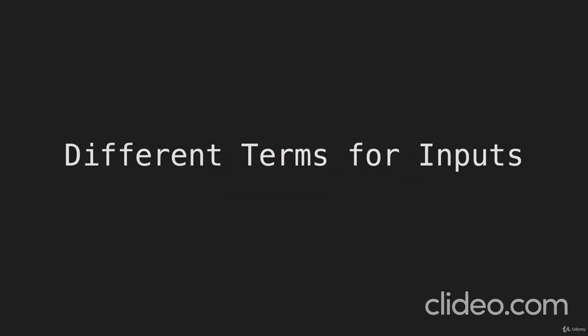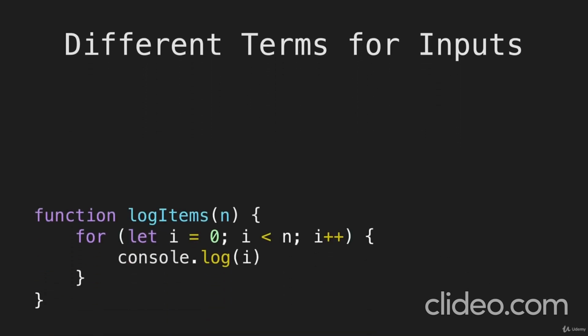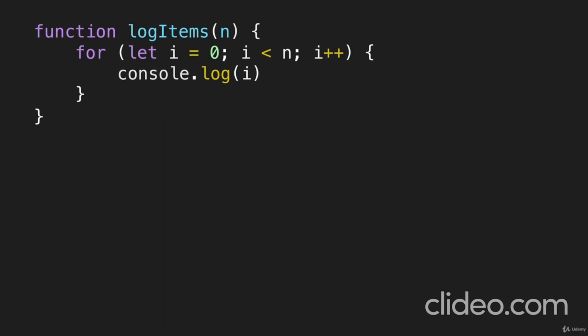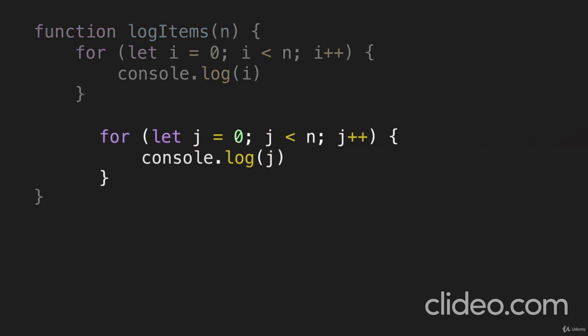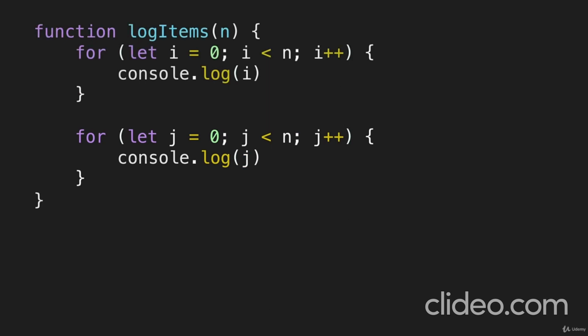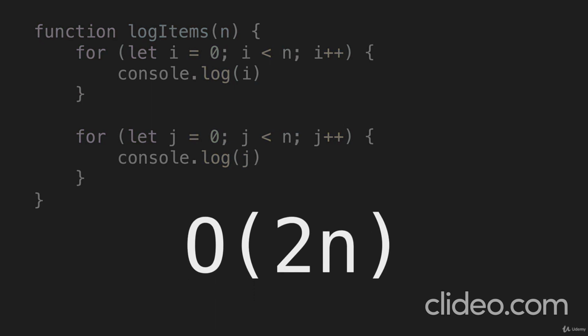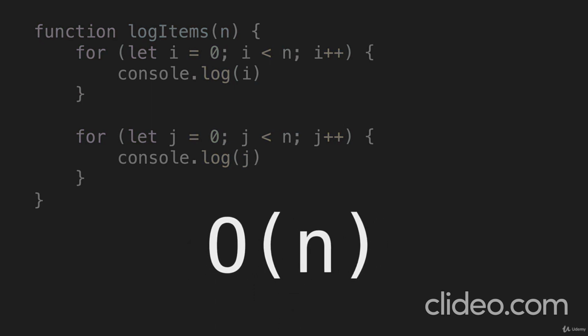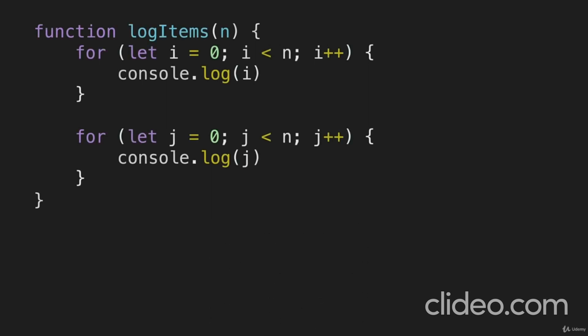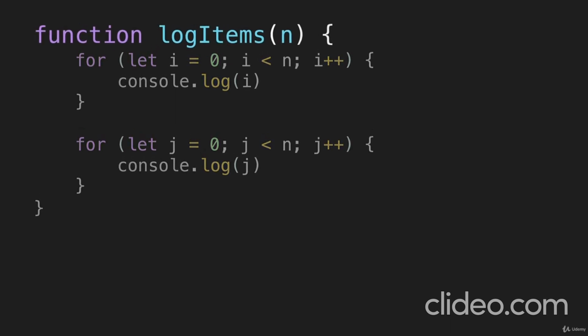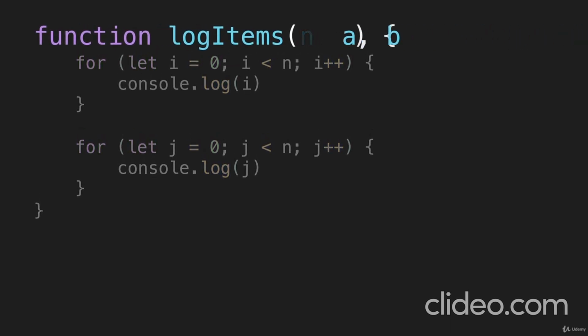Different terms for inputs is a very popular gotcha technical interview question. And to explain it, I'm going to bring up some code that we've seen before, where we have a for loop followed by another for loop. And if you'll recall, each of these ran n times, and it was O of 2n, and we dropped the constant and it became O of n. So the trick interview question is that instead of passing this in, we're going to pass it two variables.